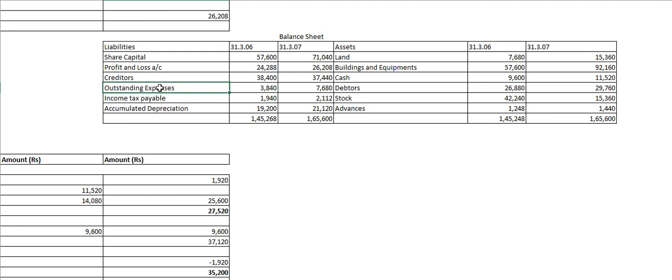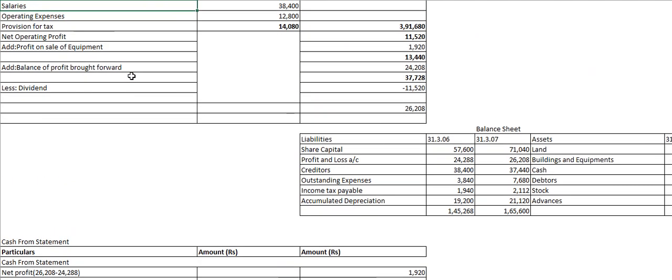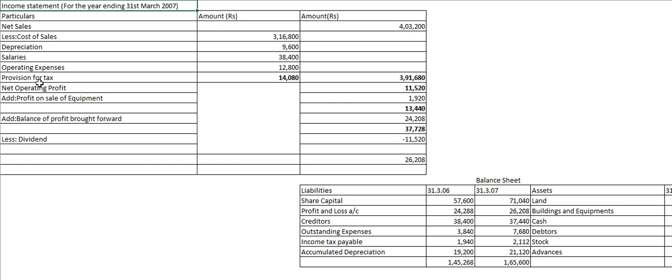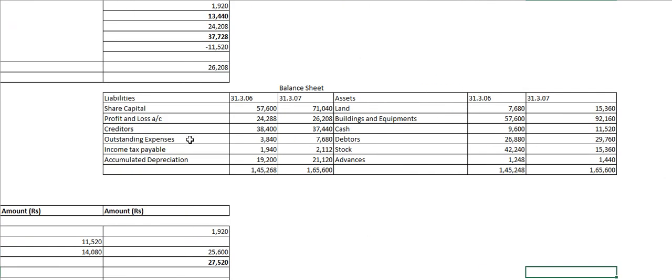Income tax payable: if you see income tax payable, they have given the opening and the closing balance, and also you have something called income tax which is given in the income statement. Provision for tax is your current year's provision. So you will calculate what is the income tax paid during the year. So you will prepare a ledger account. Accumulated depreciation is given, so you will prepare a ledger account in order to calculate the actual depreciation on land, buildings and equipments.